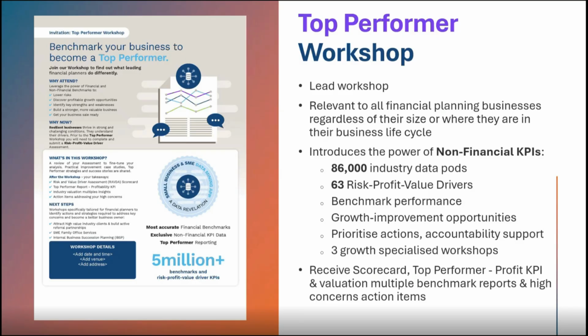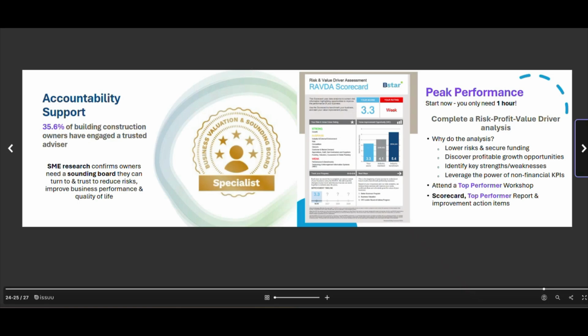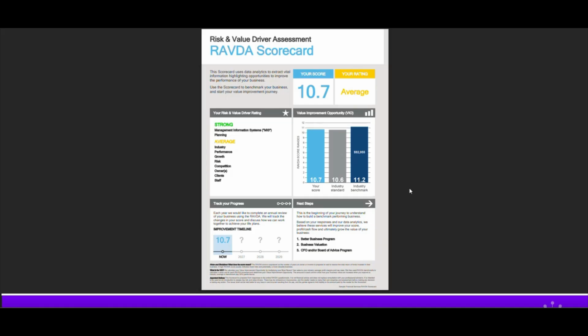It's a one-to-many meeting. And after they attend the top performer workshop, they're able to get a package that includes their scorecard, the top performer profit KPI, valuation benchmark reports, and key concerns and actions. So let's have a look at the report that they get after they attend the workshop. So let's look at that now.